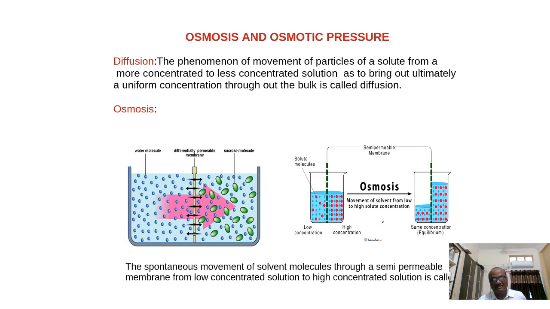Are you observing the differences between diffusion and osmosis? In diffusion, solute particles will move. What is the direction of movement? From high concentration region to low concentration region. In the case of osmosis, solvent molecules will migrate or move. What is the direction? From low concentration region to high concentration region, but this passage will take place through a semi-permeable membrane.